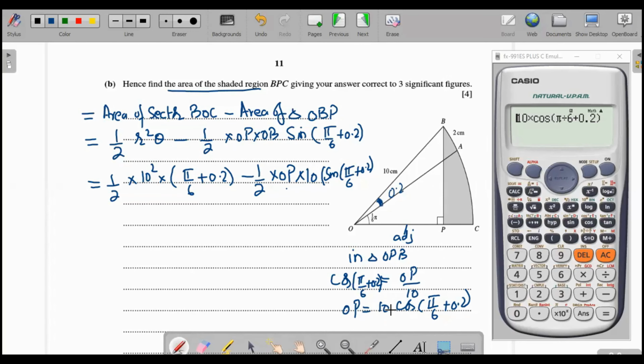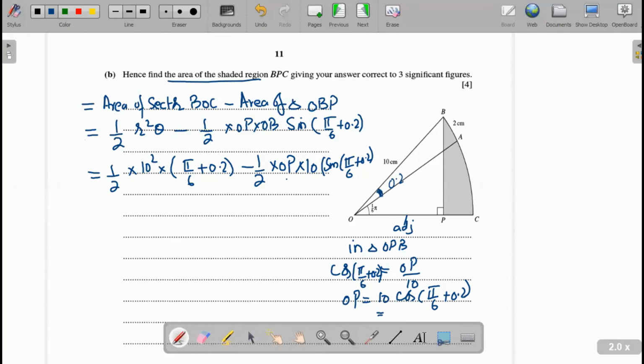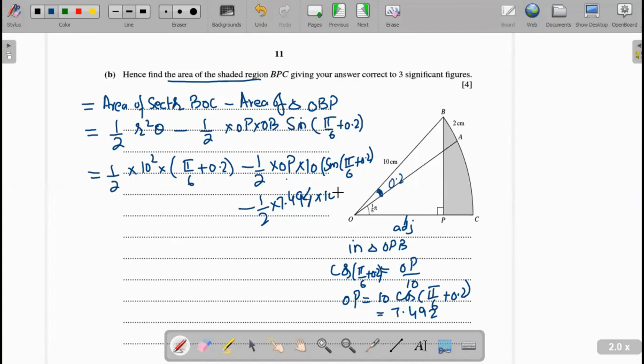Now to find the value of OP, I put the value in the calculator: 10 multiply cos of pi divided by 6 plus 0.2. We get the answer 7.492. This is the answer of OP. We write the answer here: 1 over 2, 7.49, multiply 10, multiply sine pi over 6 plus 0.2.